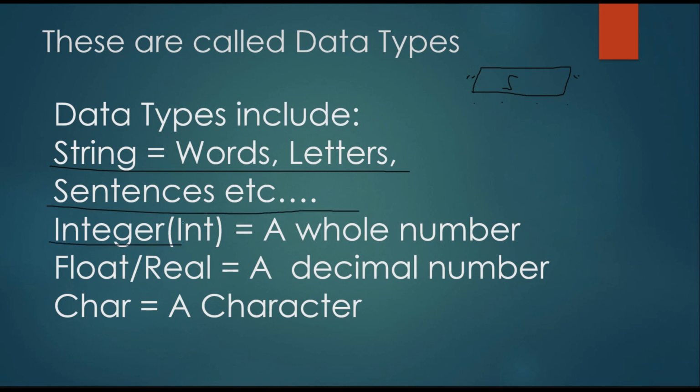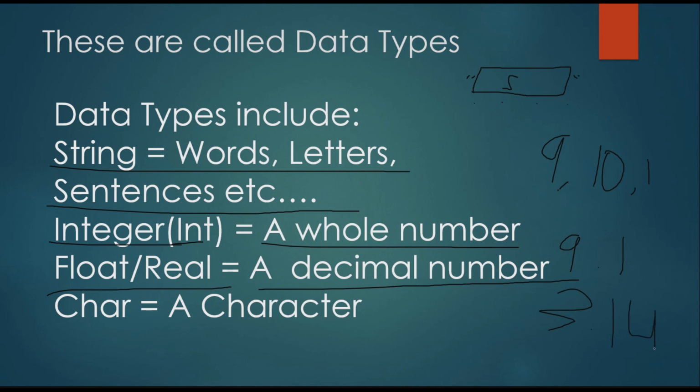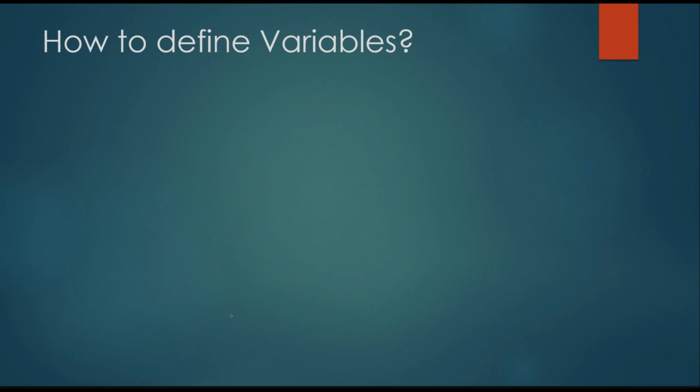Then we have integers, or int for short. They are basically whole numbers, for example 9, 10, or 1, and many more. Floats, these are decimal numbers. So they're basically like 9.1, or maybe pi, 3.14, stuff like that, okay? And a char is a character, but you never really use this, but always remember there is such a data type. You use it sometimes.